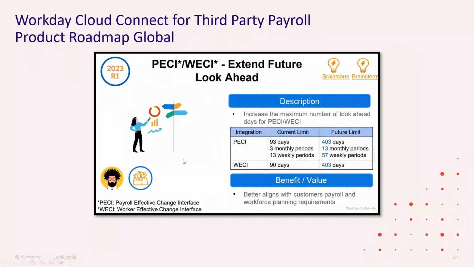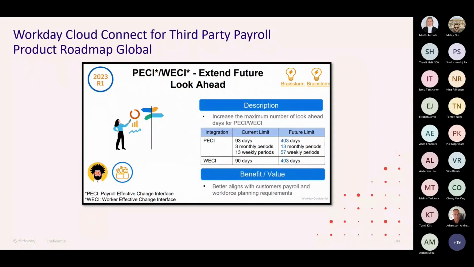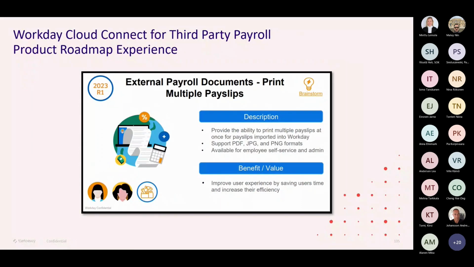The next feature is PG or VG extend future look ahead date, as I mentioned. So now they have increased from 93 to 403 days, from 3 monthly periods to 13 and 57 weekly periods. Then we have print multiple pay slips. This provides the ability to print multiple pay slips in Workday, and it also supports PDF, JPG, and PNG formats. It helps us because it improves the user experience by saving time and increasing the efficiency.